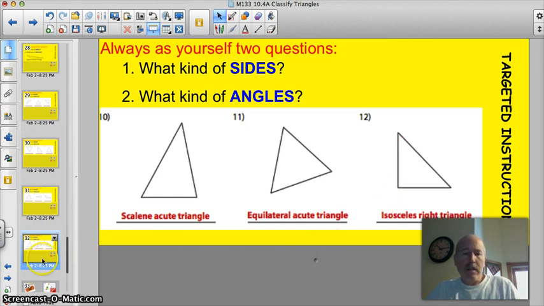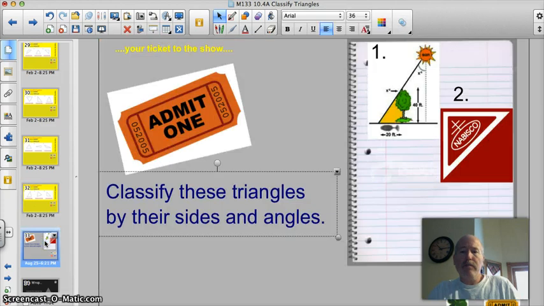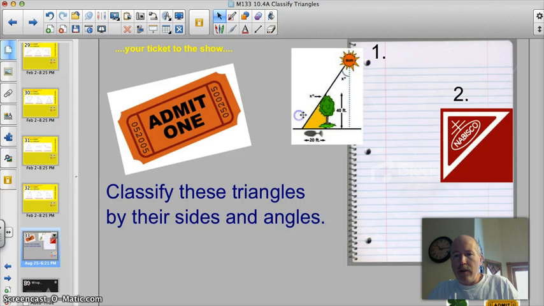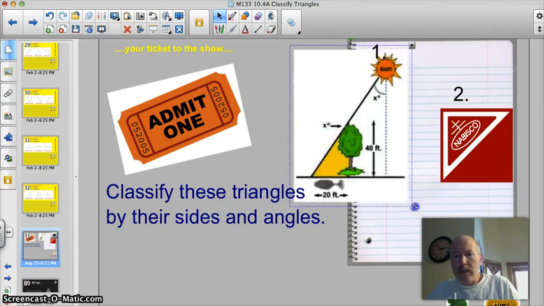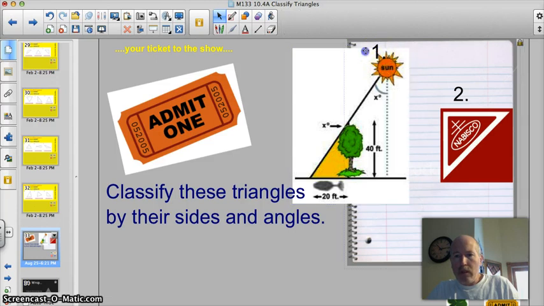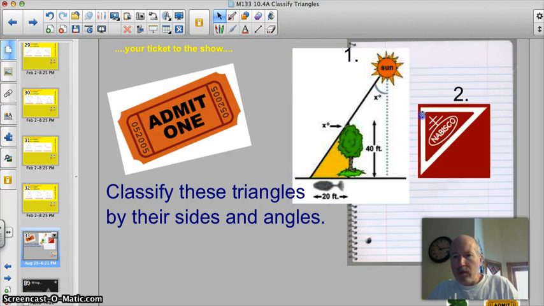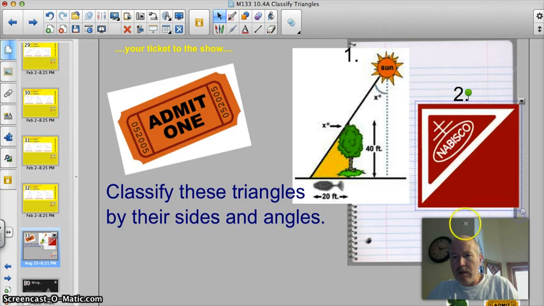Time for your ticket to the show. Take a look at these two real world examples. Let me stretch them out a little bit for you. Here's number one. See if you can tell me what kind of triangles from these real world examples these are.